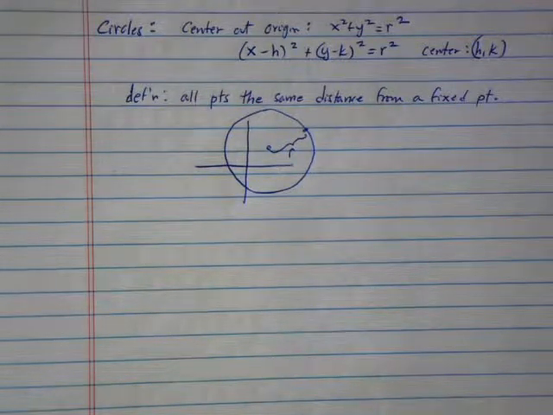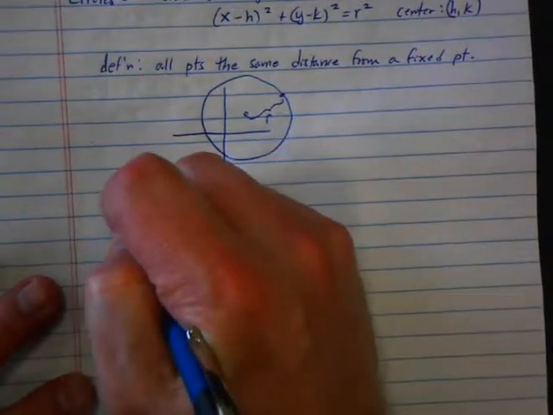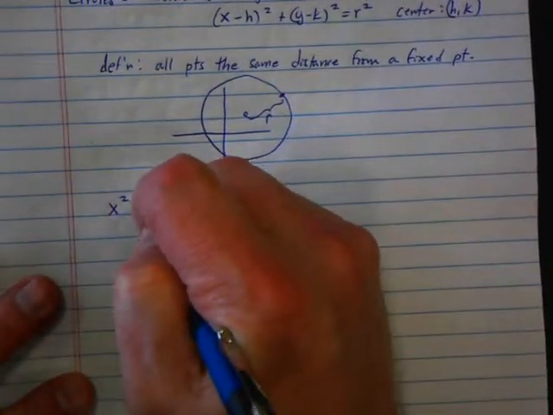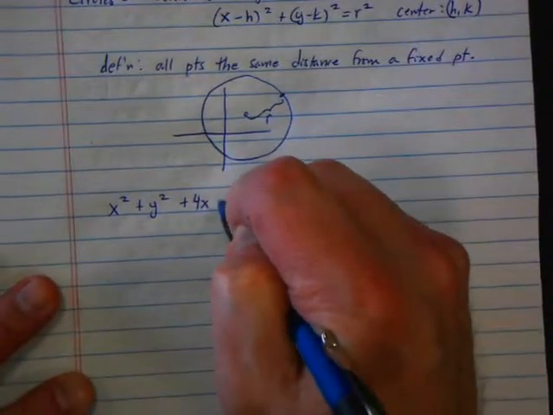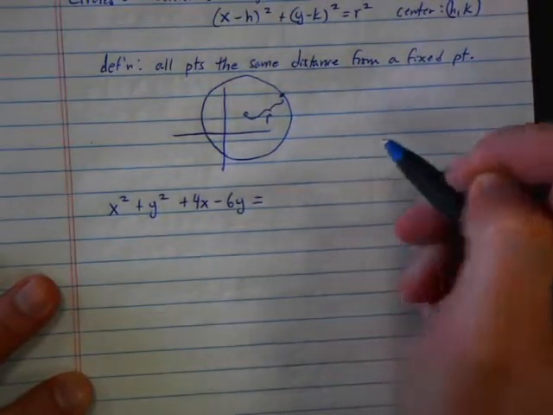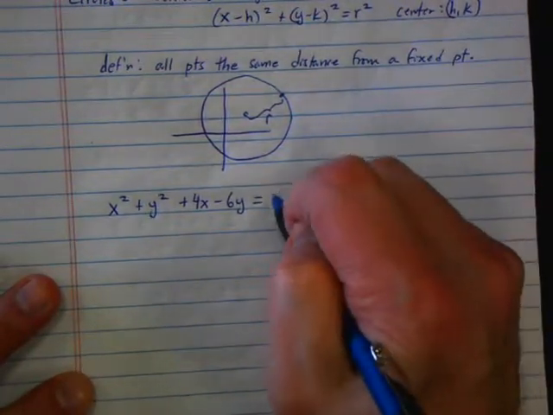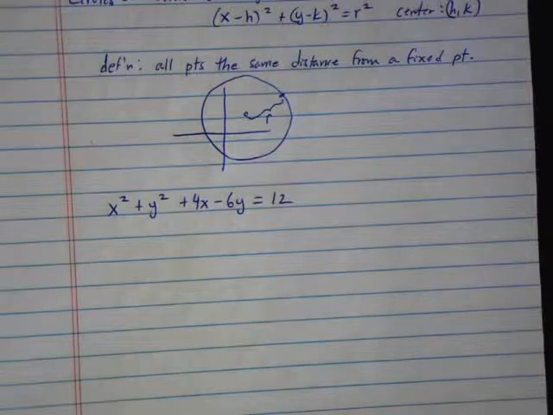Not quite right. Okay, so what if I gave you this equation? X squared plus y squared plus 4x minus 6y equals, I don't know, 12, maybe. You should recognize that that equation is the equation of a circle.